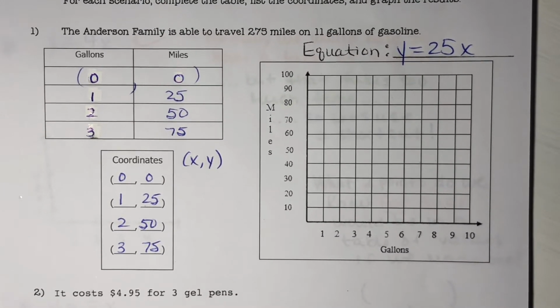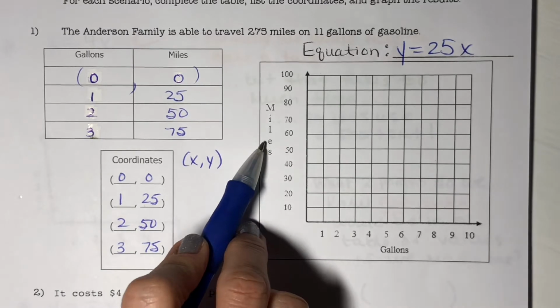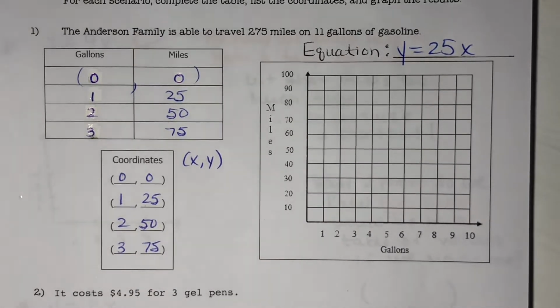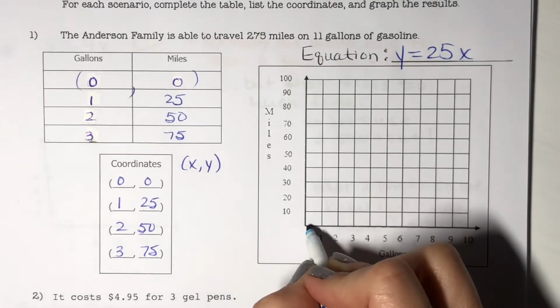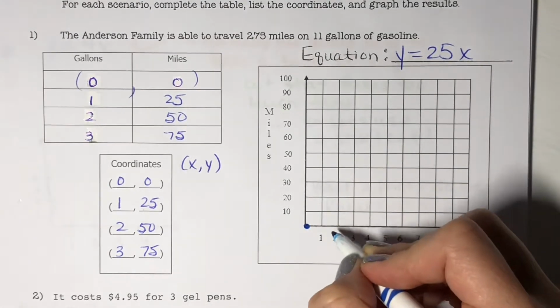And so I have a graph already set up for me. And this is my independent variable, because the number of miles that I go depends on the number of gallons. So this is my y. And I'm going to go ahead and graph this. And because I know it's going to be proportional, I expect to see a straight line through the origin. And if I don't, I did something wrong. So let's plot that 0, 0. Okay. Let's plot that on 1 gallon.